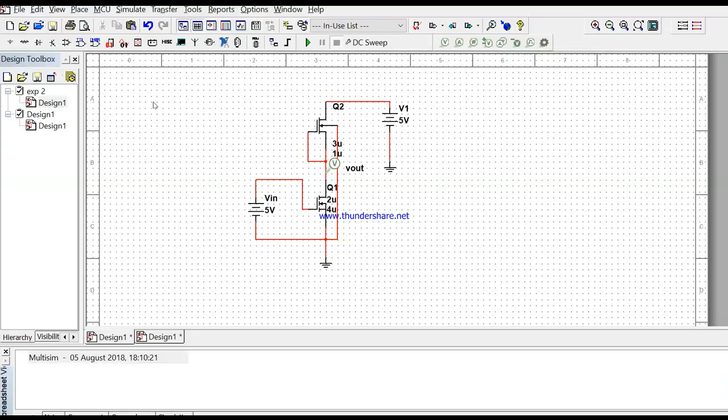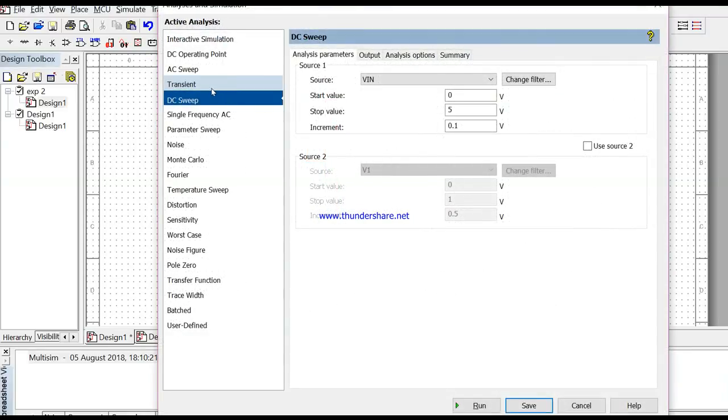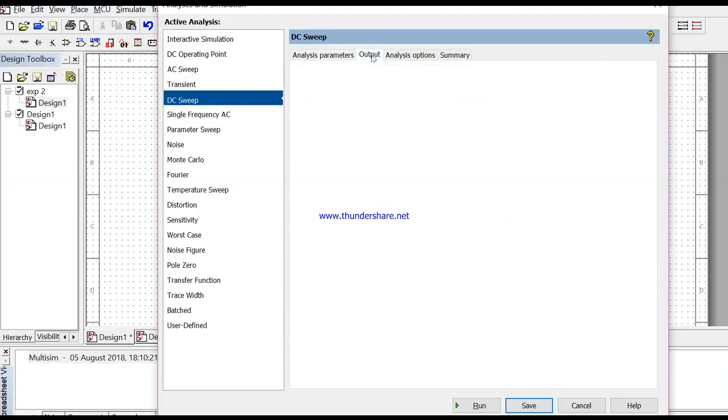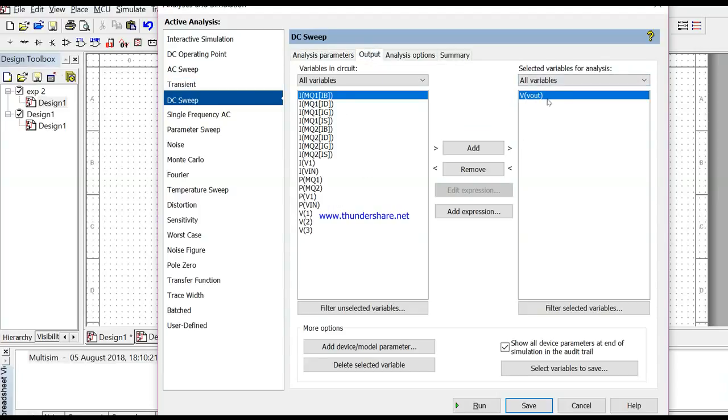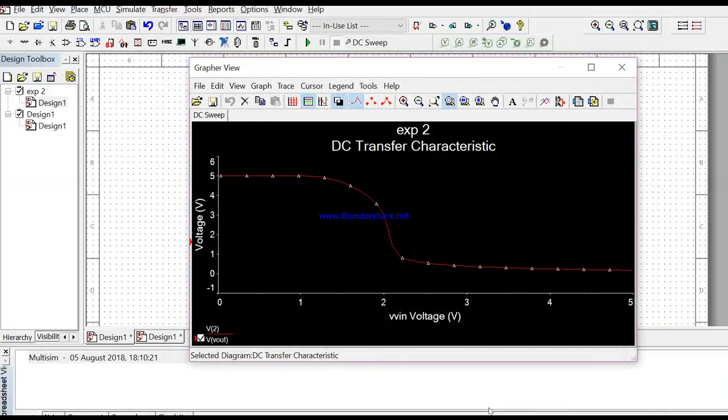Now for running this simulation, or to simulate this, go on simulate, analyze and simulate, go in DC sweep, take V in over here because we have to see output in terms of input. Okay, and value is 5 volt, which is my VDD, and increment I want to see 0.1 volt. Check whether the output has come over here. It is V out, and run the circuit. You will get the curve like this.